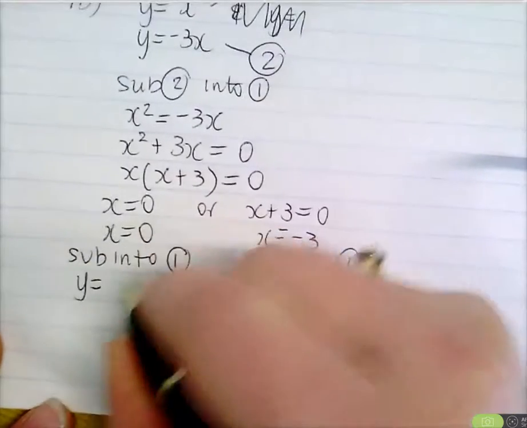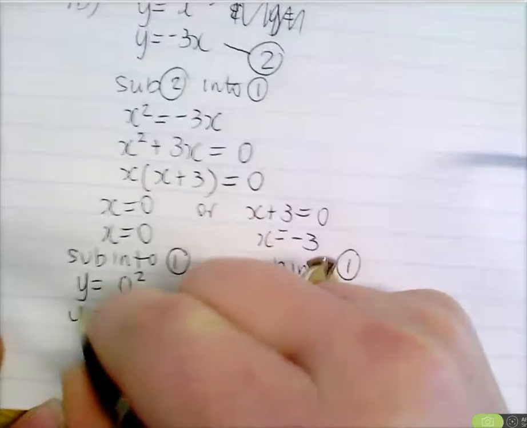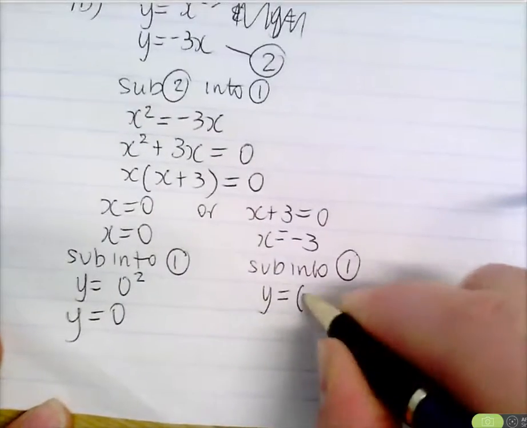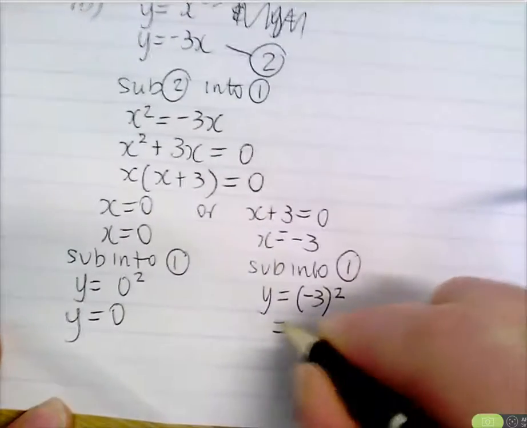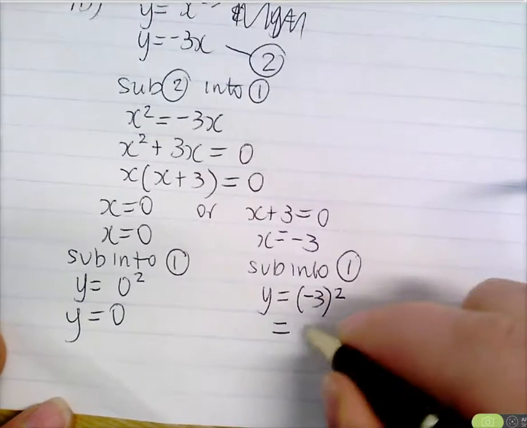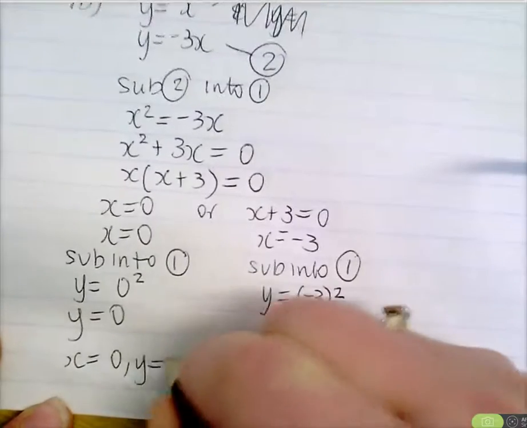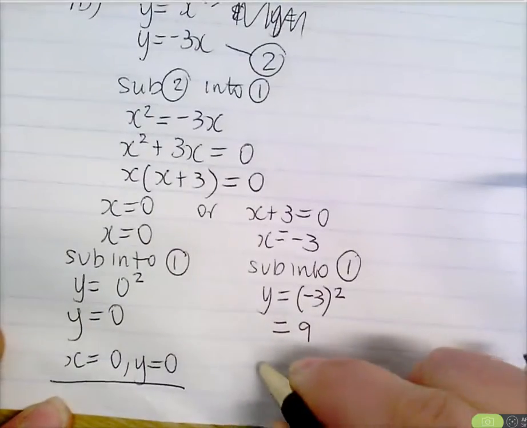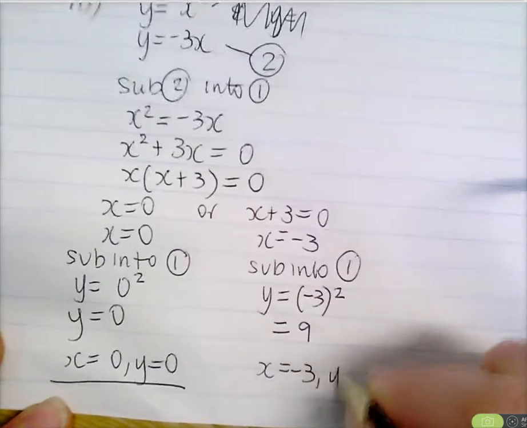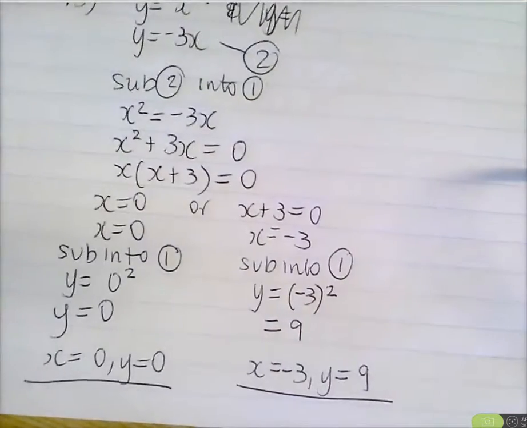So you get y equals 0 squared, which is 0. And this one, y equals negative 3 in brackets squared. What's negative 3 times negative 3? Plus 9. So your solutions are x is 0, y is 0 is one solution. And the other one is x is negative 3, y is 9. That's the other solution.